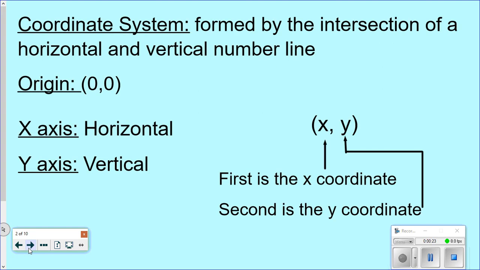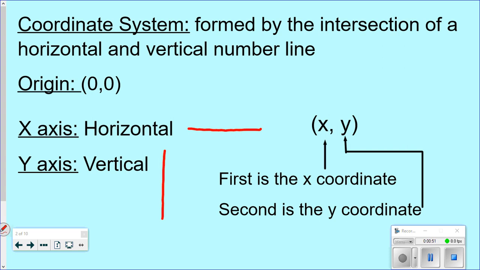All right, so a few vocabulary words we have today is coordinate system, which is formed by the intersection of a horizontal and vertical number line. So it's a number line going up and down and a number line going sideways. And then we have the origin, which is 0, 0. That's right where the intersection is and where they meet. The x-axis is the horizontal axis, which means this way. Vertical, that's the y. It goes up and down.